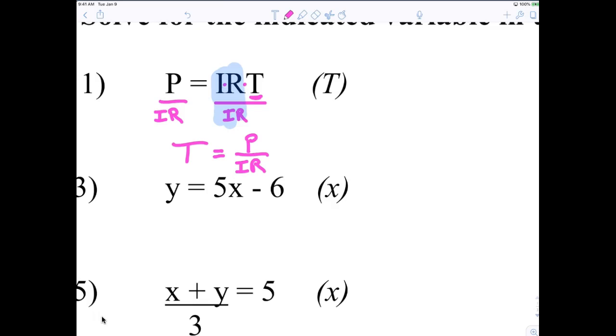Why do you divide by IR instead of multiplying? Well, I'm trying to get t by itself. Very good question, Justice. T is grouped together with I and R. You agree? So I've got to get rid of the I and the R, and it's connected by what? Multiplication. So I undo it by dividing. Is everybody okay on that?